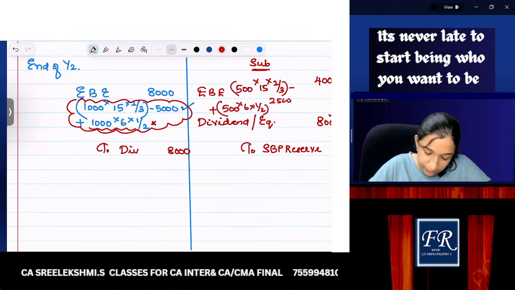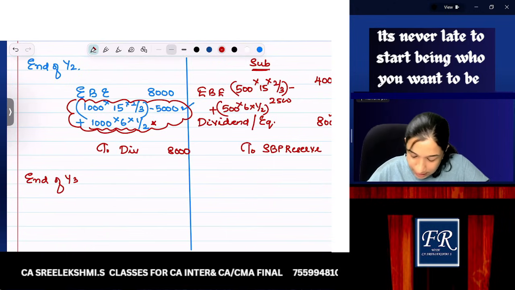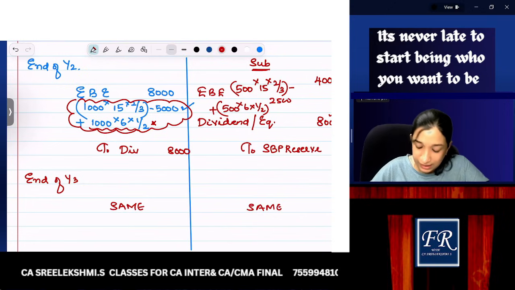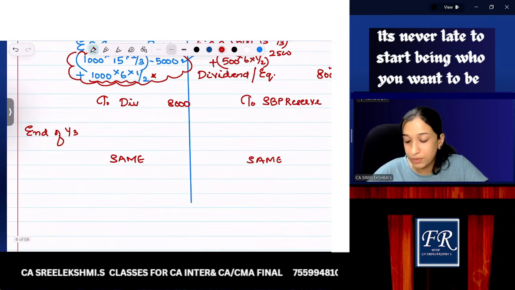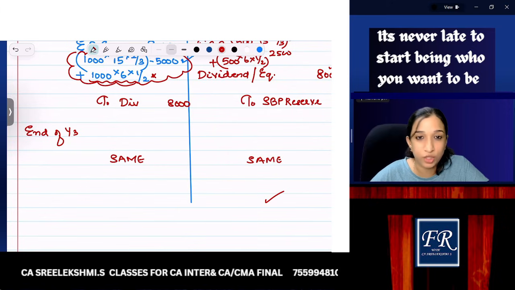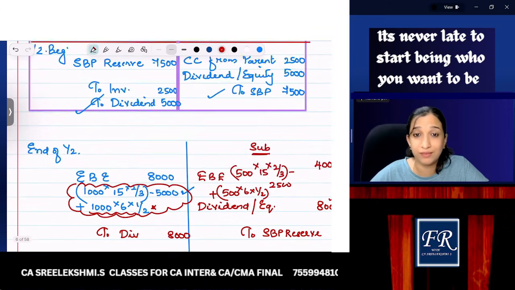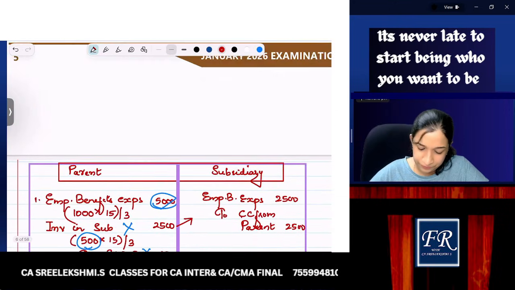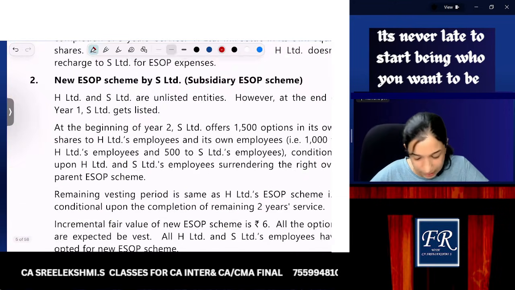Now end of year 3. Same entry. And finally SBP reserve to subsidiary company, SBP reserve to share capital. This is the calculation required. Okay. So this is a very good question. Be clear. And in case of doubts you can comment below.